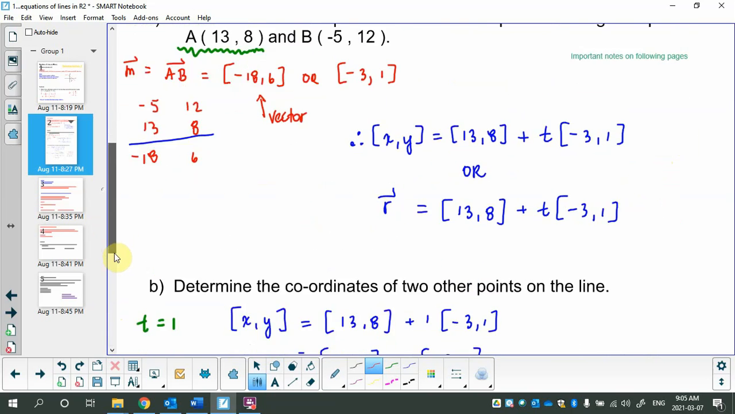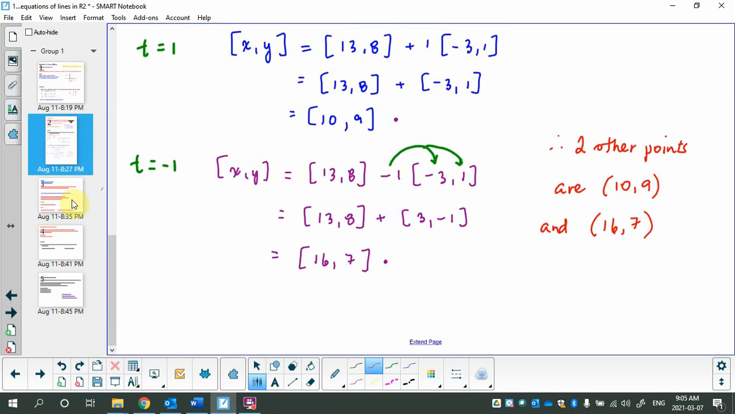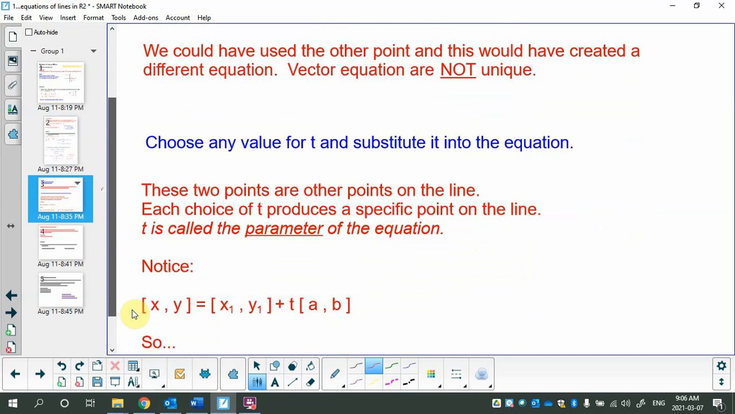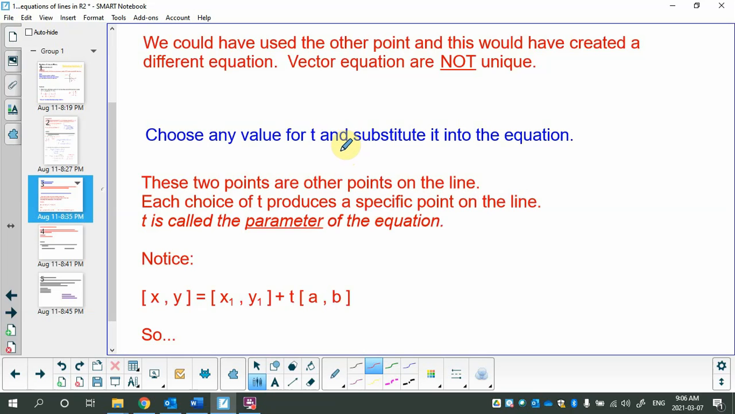Okay, so now let's check the important notes on the following pages. So you need a direction vector and a point on the line. Like I said, we could have used the other point, and this would have created a different equation, which makes vector equations non-unique, meaning there's lots of them. When you go to find other points, you choose any value for t that you feel like, and you substitute it into the equation. These 2 points should be other points on the line, so you do have to double check that you don't pick a t that gets you the second point that you didn't pick.